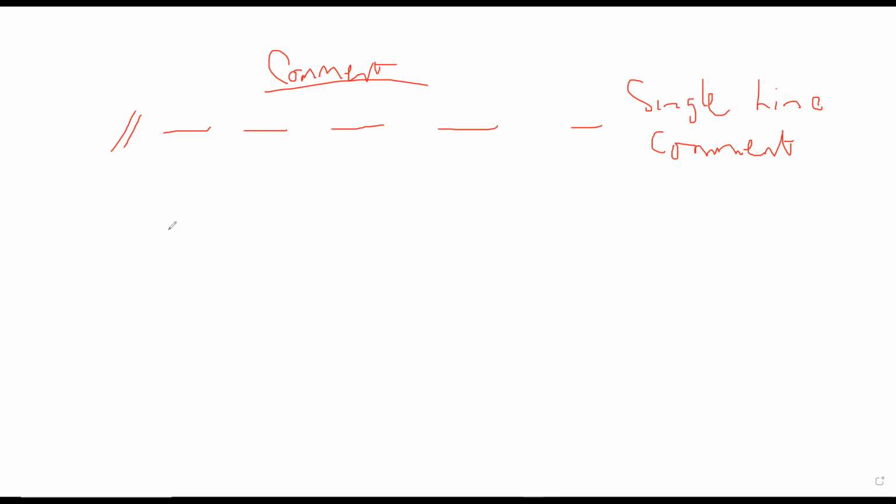But at times the statement or the sentence or collection of sentences can be more than one line like this. So instead of doing forward slash multiple times, you can just do forward slash asterisk, just like how you did it in CSS, and asterisk forward slash. So this is a multi-line comment.